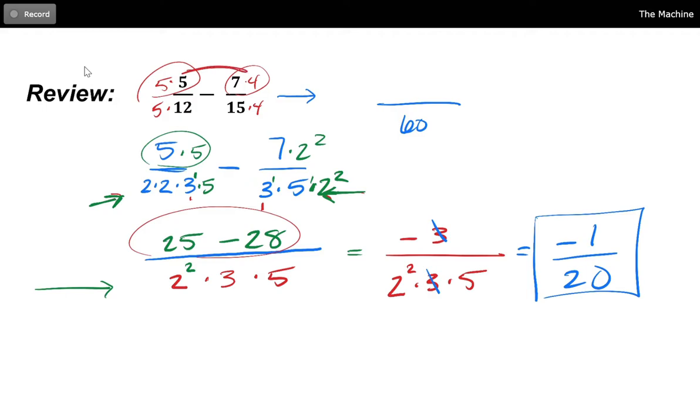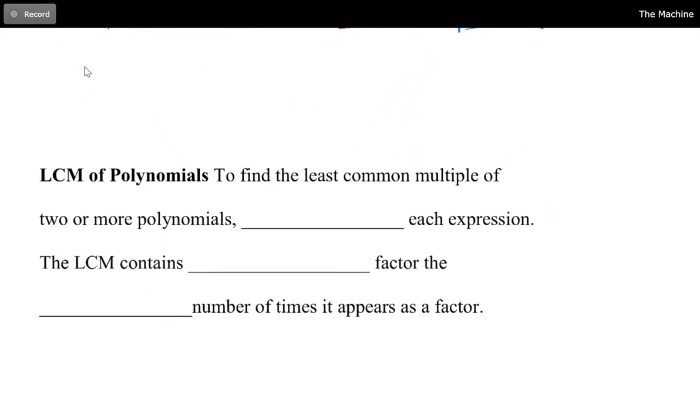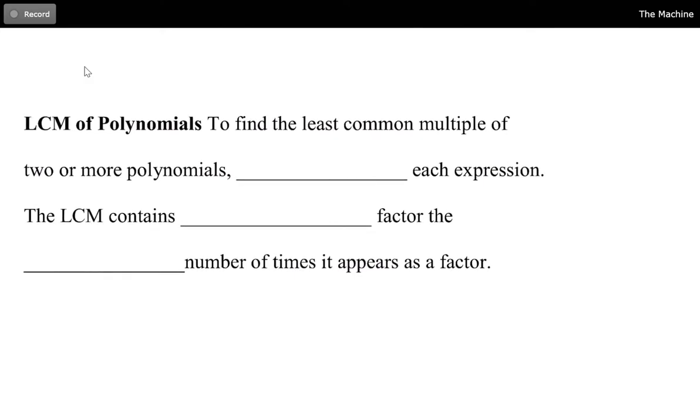But how do you do it when you don't know what the numbers are? You have to go through the same process of factoring. Okay, so the least common multiple of polynomials. To find the least common multiple of 2 or more polynomials, fully factor each denominator expression, right? It's the denominator that we want.